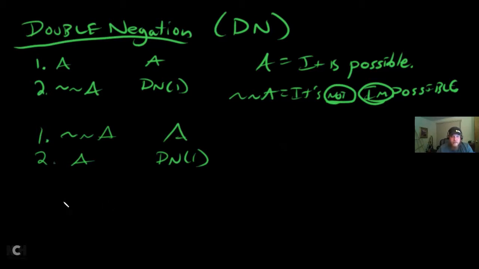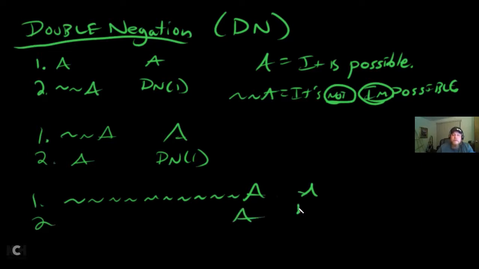So look at this. Even if I had not, not, not, A, okay, that's 10: 1, 2, 3, 4, 5, 6, 7, 8, 9, 10. If I have an even number of squiggles, it's the same thing as having no squiggles. Double negation on line 1. On the other hand, if I had an odd number of squiggles, no matter how many, say 11 squiggles, it's the same thing as having 1.